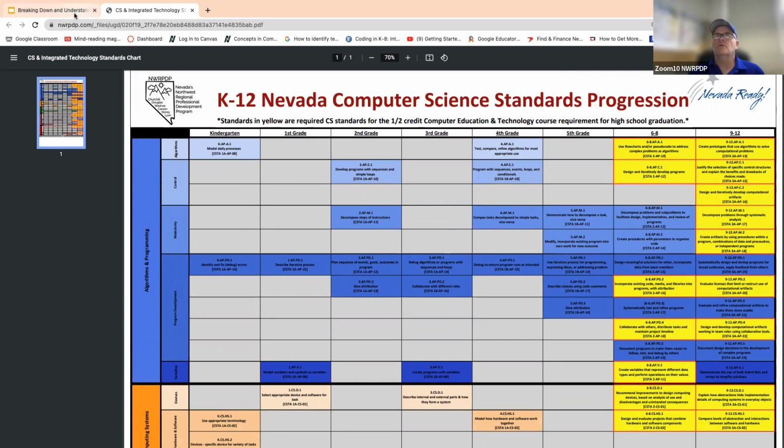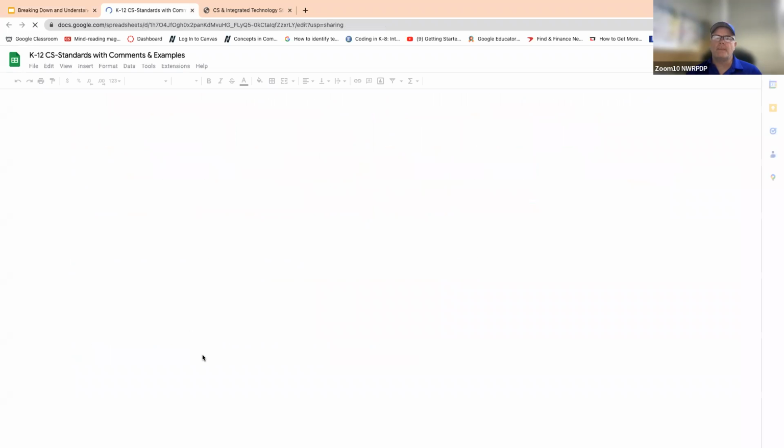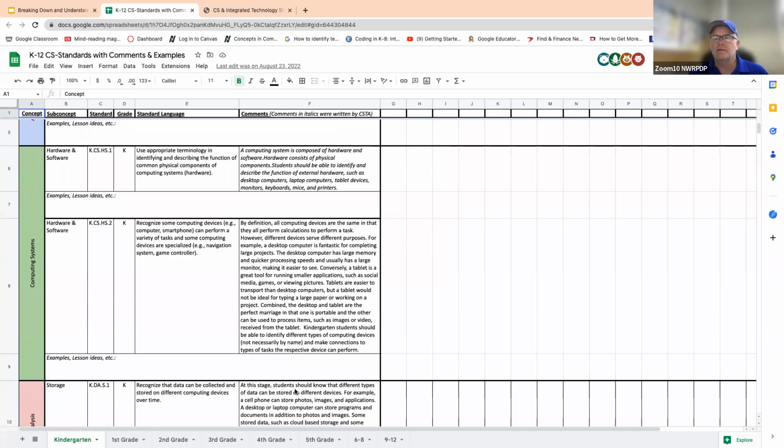All right, so the question is, well, okay, Robert, cool, there's the concepts and there's the subconcepts, and I see where the standards live, but how does that help me understand what they are? And so what we did, and I say we, there's a few of us that got together, and we broke down all of the standards all the way from kindergarten through the end of 12th grade. And we took the standard and we broke it down into the common language of what a teacher probably would understand, and hopefully gave some examples in there. So there's some real concrete help here in these standards on this document.